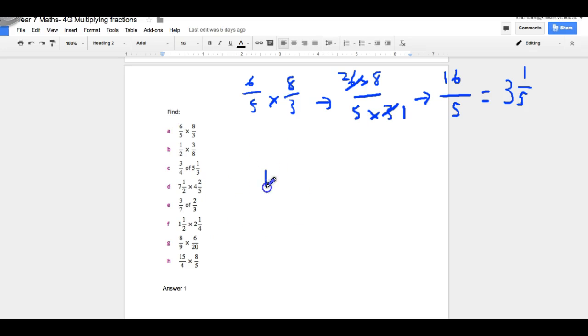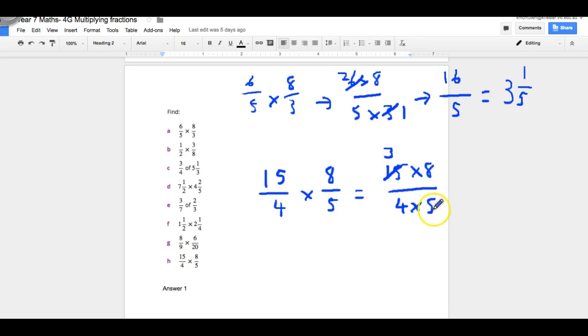Let's just go and do 8, just because it's another one that can be cancelled out, and it's a good example of why you should cancel. So let's do 15 times 8 on the top, and then 4 times 5 on the bottom. So I can actually see the 15 and the 5 cancel to become 3 over 1, and the 8 and the 4 cancels to become 2 over 1. So effectively I now have 3 times 2 and 1 times 1, which is just 6.